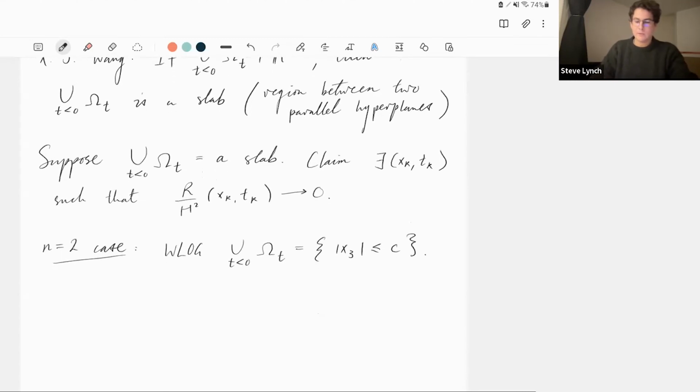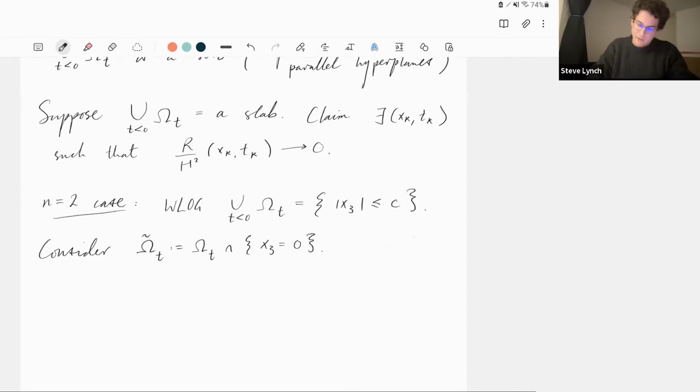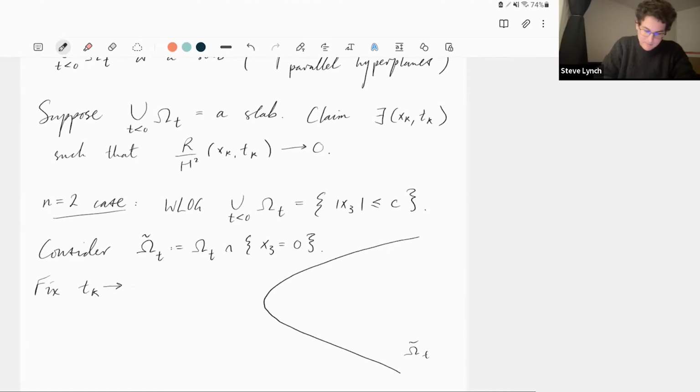And now what we do is we take the middle plane of this slab and consider the solution intersected with that, which is just going to give us a nice convex region in R2. So let me call this Omega t tilde. This is the intersection of Omega t with x3 equals 0, which you might draw like this, right? So this is Omega t tilde. And now we can fix any sequence of times going to minus infinity. And just let our point xk be the point in this boundary whose distance to the origin is minimal.